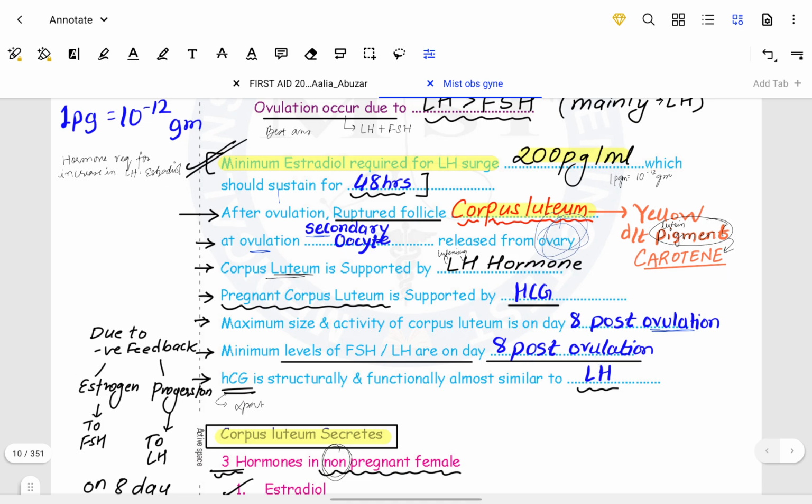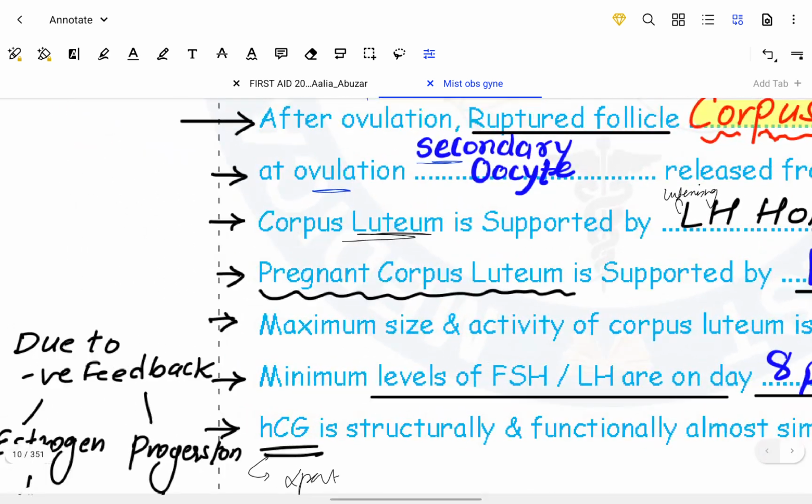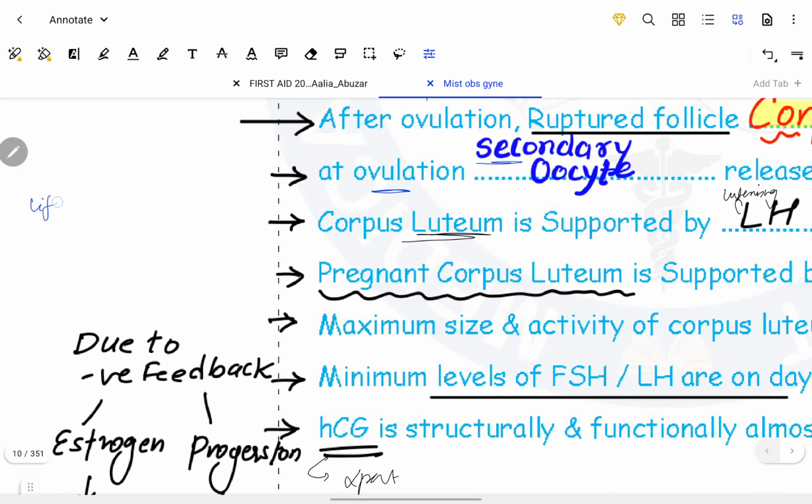A little correction, I just checked. The lifespan of pregnant corpus luteum is 10 to 12 weeks, and the lifespan of non-pregnant corpus luteum is 10 to 12 days. Now why was this? Because of the luteoplacental shift.